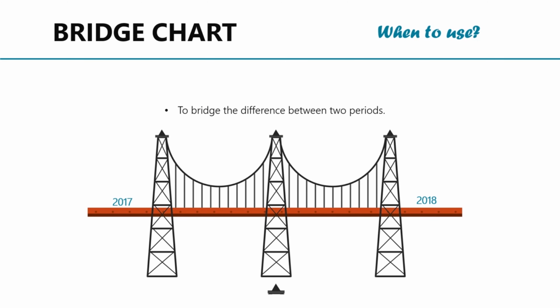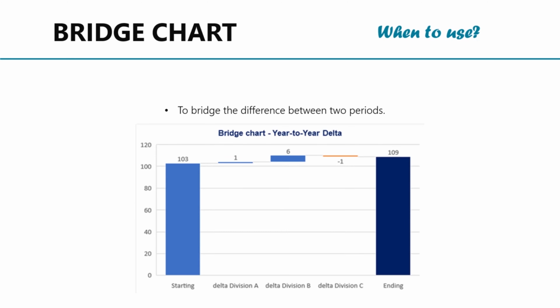When to use bridge charts. There are 2 major use cases of bridge charts. Both are very interesting and intuitive. First, we can use this type of visualization whenever we would like to bridge the difference between 2 periods. So, in our example from earlier, the company registered different revenues in 2018 compared to 2017, right? The starting period for this chart is the end of 2017. The ending period is the end of 2018.